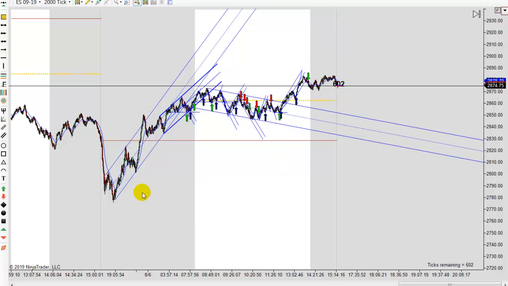But that's pretty common on a big, strong early leg like this. Then you get a correction, and wherever you correct from, you measure and you look for your next leg up, and we got that.